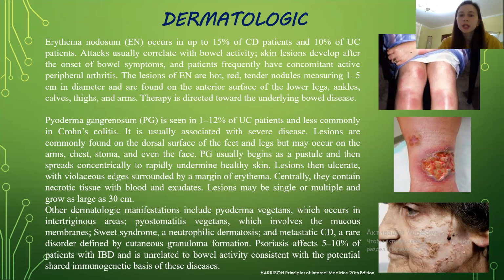Other dermatological manifestations include pyoderma vegetans, which occurs in intertriginous areas, pyostomatitis vegetans, which involves the mucous membrane, Sweet syndrome, neutrophilic dermatosis, and metastatic Crohn disease, a rare disorder defined by cutaneous granuloma formation. Psoriasis affects 5–10% of patients with inflammatory bowel disease and is unrelated to bowel activity, consistent with a potential shared immunogenetic basis of the diseases.